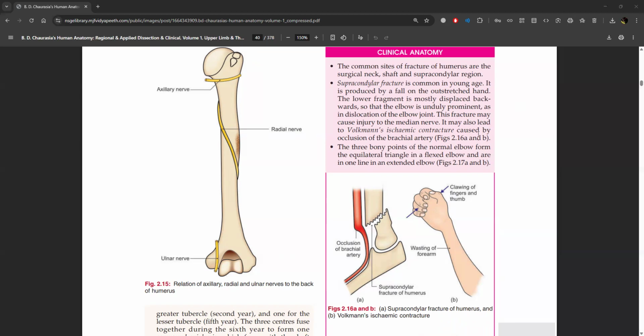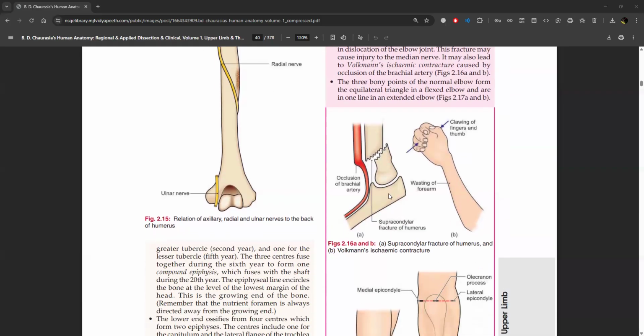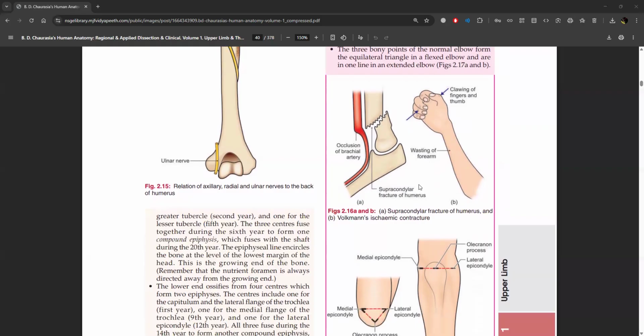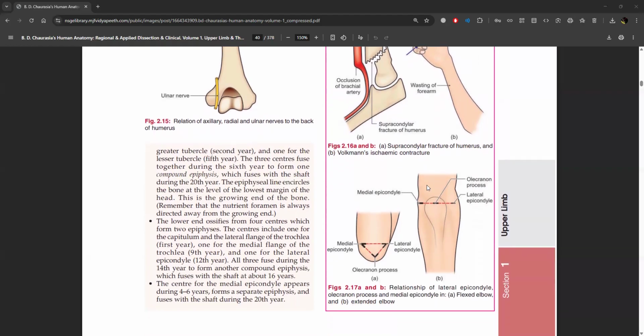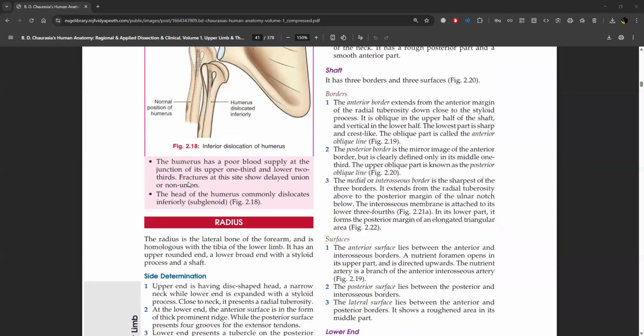It may also lead to Volkmann's ischemic contracture caused by the occlusion of the brachial artery. The three bony points of a normal elbow form an equilateral triangle in a flexed elbow and are in one line in an extended elbow. The humerus has a poor blood supply at the junction of its upper one-third and lower two-thirds. Fractures at this site show delayed union or non-union.